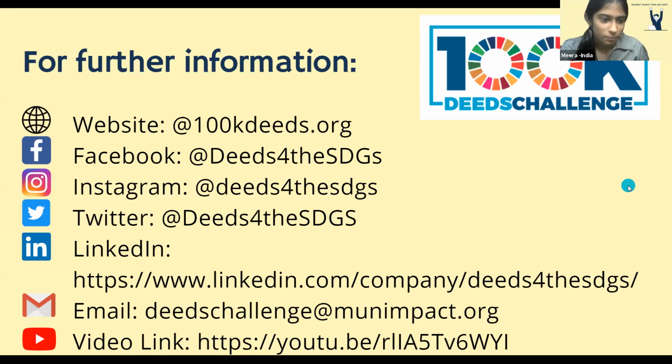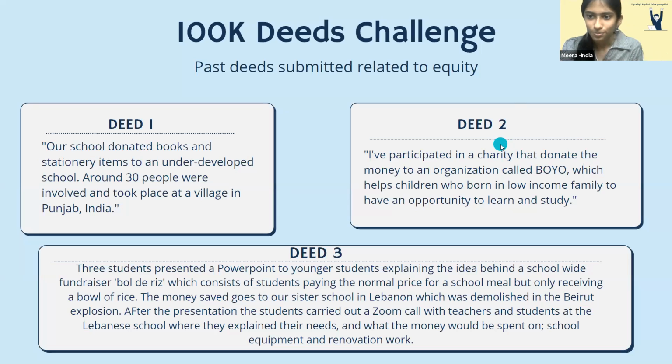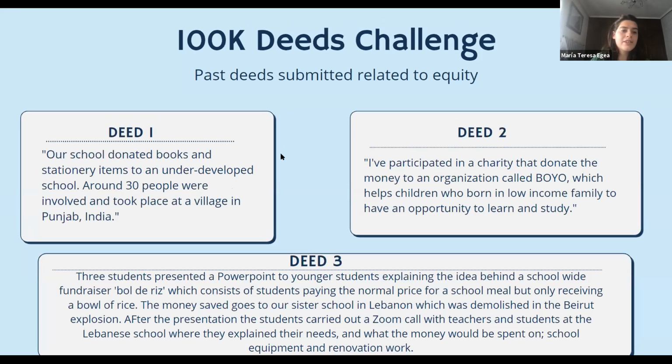Right. So let me move on. Now we're going to be looking at a couple of deeds that have been submitted in the past related to equity. So let's have a look at the first deed. Somebody uploaded this and it reads, our school donated books and stationery items to an underdeveloped school. Around 30 people were involved and it took place in a village in Punjab, India.